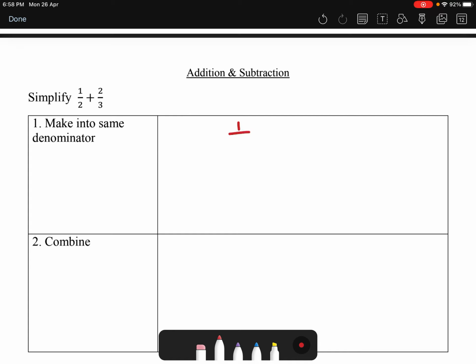So half, then you plus 2/3. So how do I make them the same denominator? The number should be 6, right? Because the common multiple between 2 and 3 is 6. So we need to make them 6. For half, I need to times 3 at the top and bottom. Times 3, times 3. So for the first term, the top is 3, because 3 times 1 is 3, and the bottom is 3 times 2, which is 6.